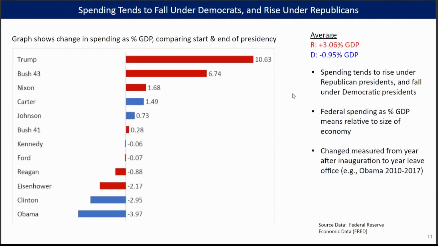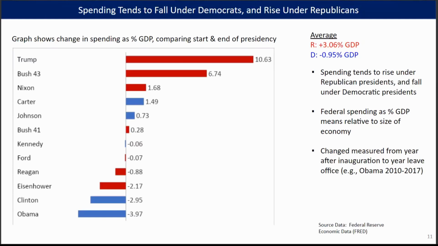Next. Now, when you look at how spending rises or falls across the presidency, you can see again, Trump's spending jumped enormously because of the relief package, mainly the CARES relief package earlier in the year. And Bush was right behind him. Again, the economy worsening from that surplus situation over to the end. But again, Republicans now average an increase of 3% of GDP in their spending, and then a reduction for the Democrats of almost 1% of GDP.